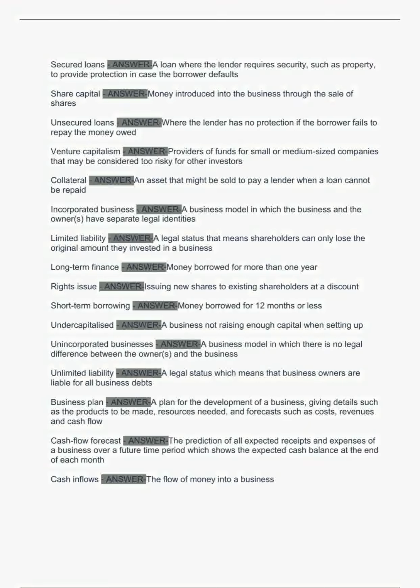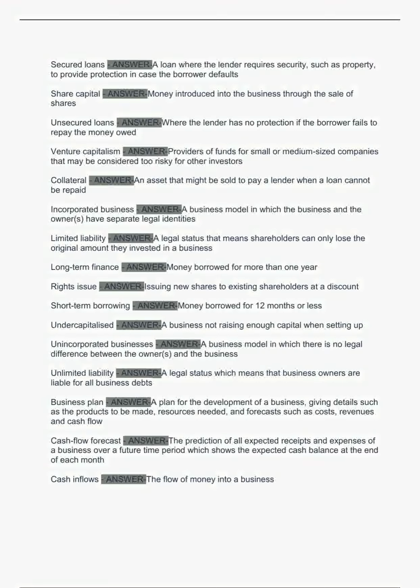Incorporated business. Answer. A business model in which the business and the owners have separate legal identities. Limited liability. Answer. A legal status that means shareholders can only lose the original amount they invested in a business. Long-term finance. Answer. Money borrowed for more than 1 year. Rights issue. Answer. Issuing new shares to existing shareholders at a discount.